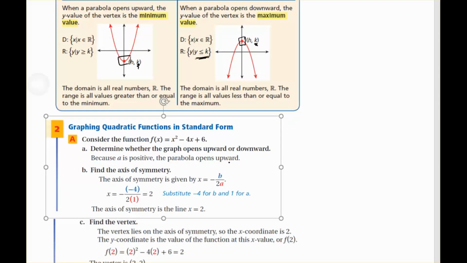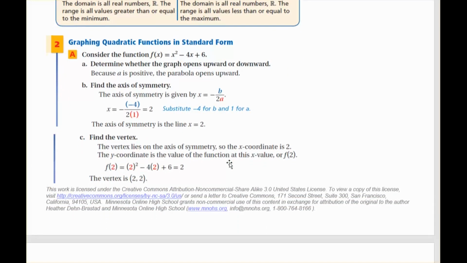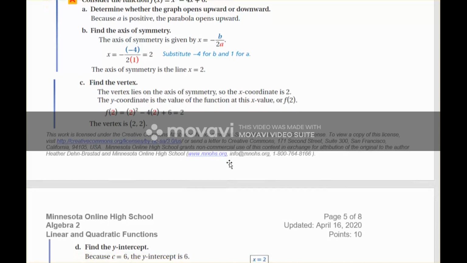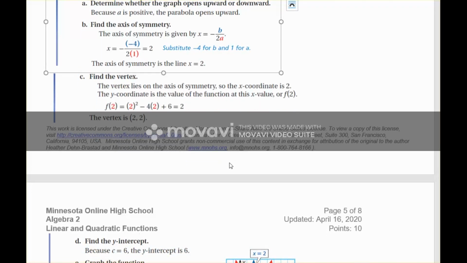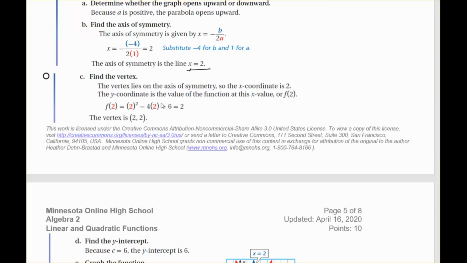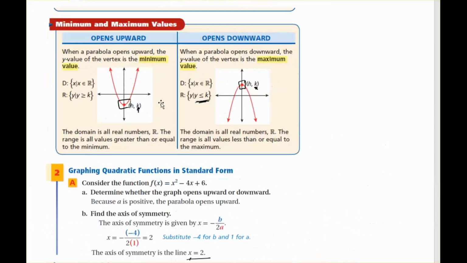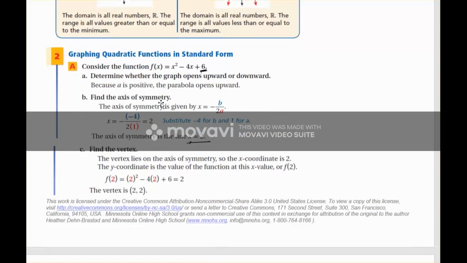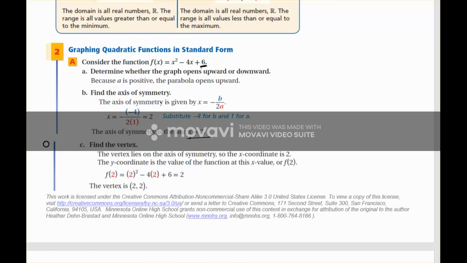So you can graph functions in standard form by determining first if they open upward or downward. You can find the axis of symmetry. You can find the vertex by taking the x value of the axis of symmetry and then plugging it back into the equation and solving to find the y value of the vertex. You can find the y-intercept because it's just the constant at the end of the equation. So this one would have a y-intercept of 6. Let's see, what else can we find here?